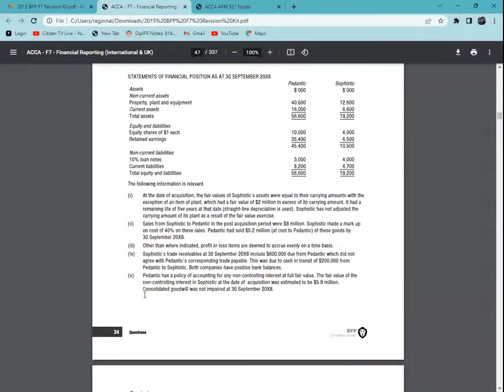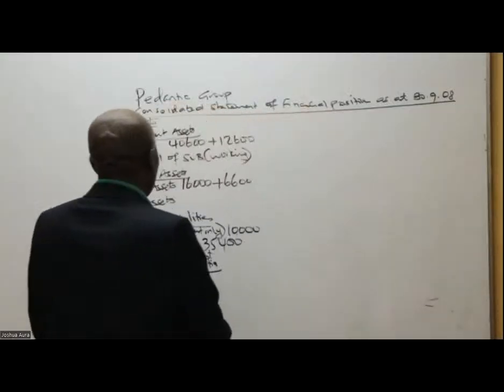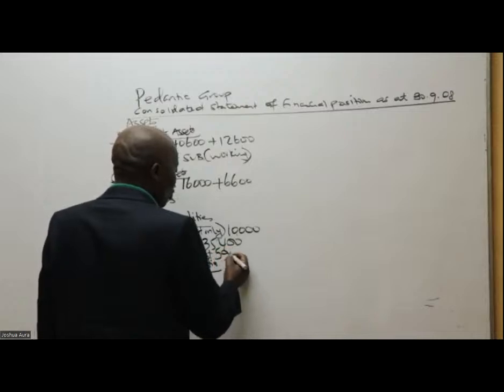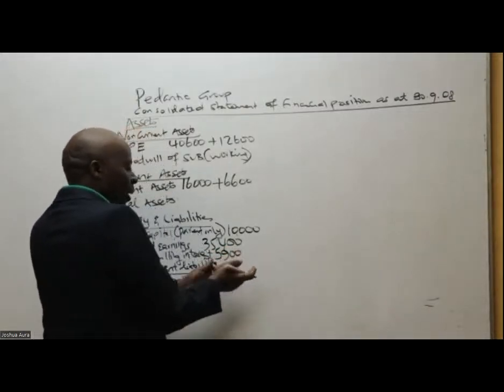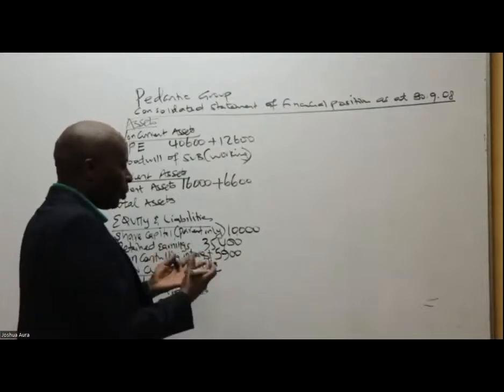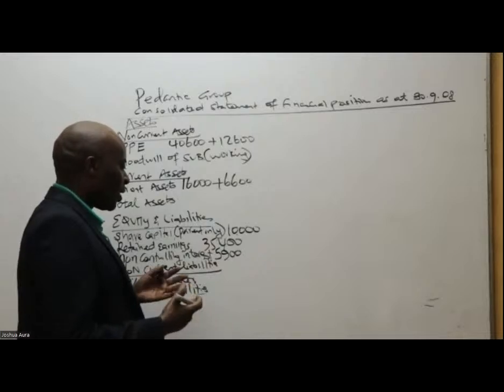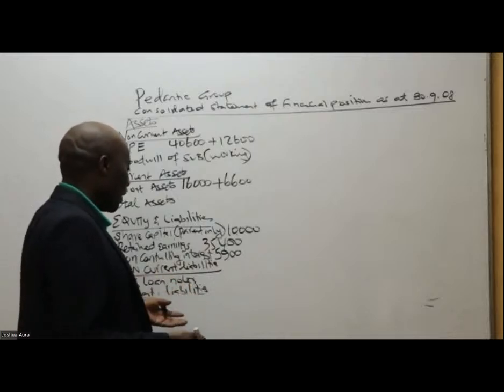Pedantic has a policy of accounting for any NCI at full fair value. The fair value of the NCI in Sophistic at the date of acquisition was estimated to be 5,900. So for the non-controlling interest, I'll simply write the value at the date of acquisition, and then I'll add the share of post-acquisition profit later.